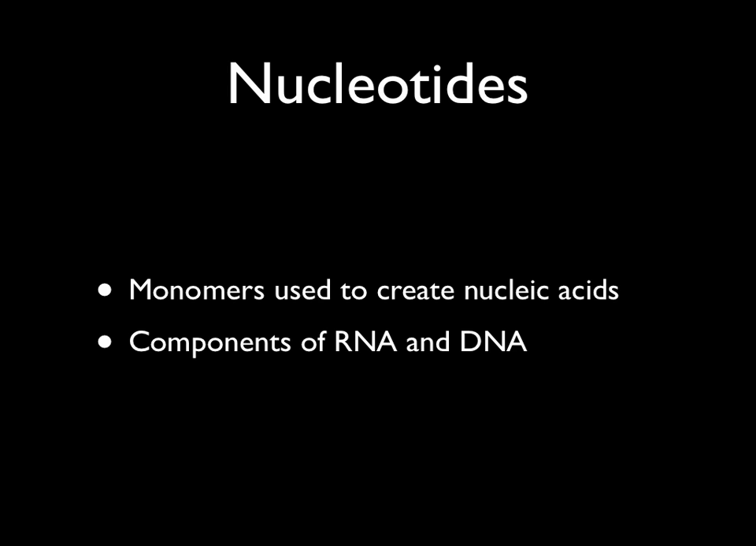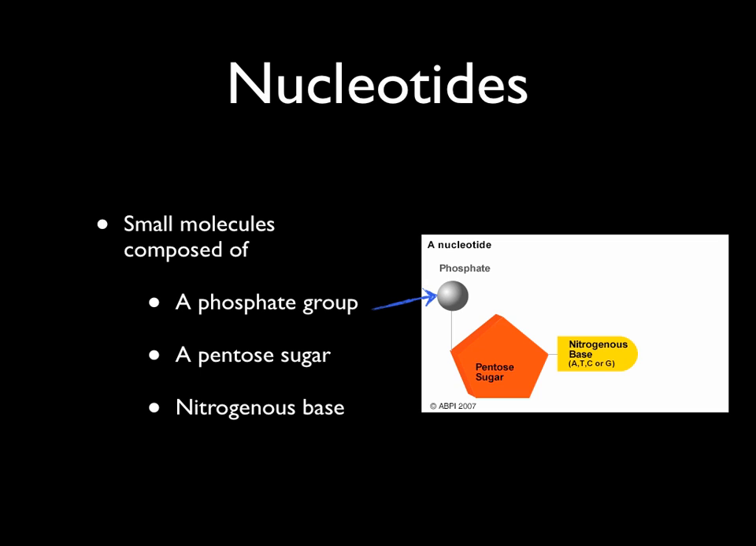Nucleotides are monomers that are used to create the polymers that we call nucleic acids. That means they're the components that are used to make RNA and DNA. Each nucleotide is composed of three things. They have a phosphate group, a pentose sugar, which is a 5-carbon sugar, and a nitrogenous base, which means that the nitrogenous base is full of nitrogen, and in solution, it has a high pH.